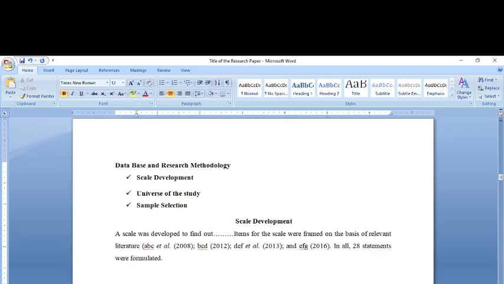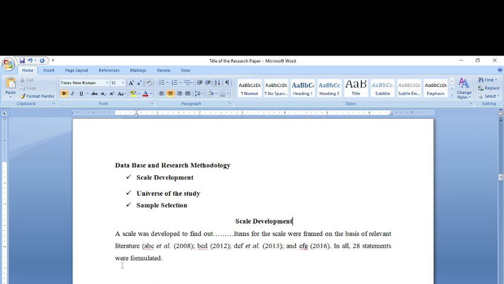Hello everyone. In this video, I shall discuss the various components I had mentioned in my previous video about database and research methodology. In database and research methodology, we cover several components such as scale development, universe of the study, and sample selection. These are all part of the database and research methodology, and I had discussed that database and research methodology comprises the scale development, the universe of the study, and sample selection in the video that I had covered on the elements and structure of a research paper.